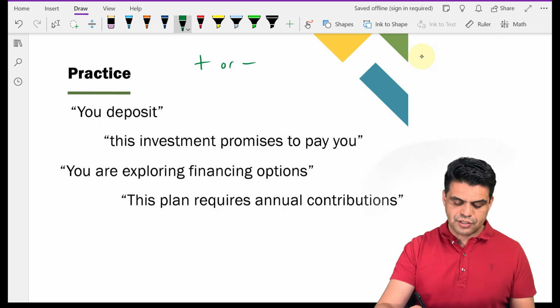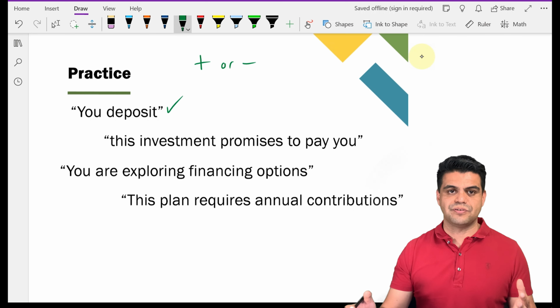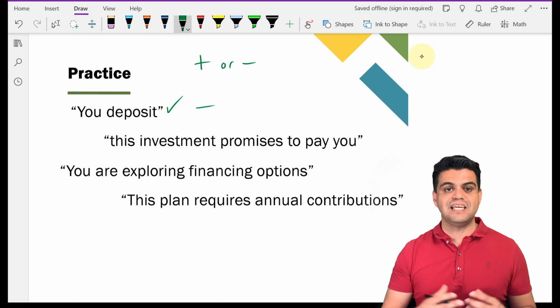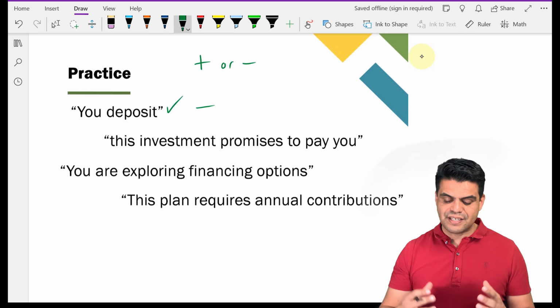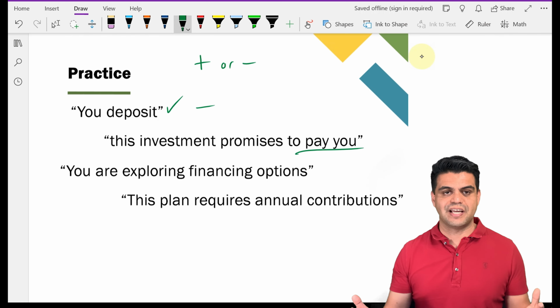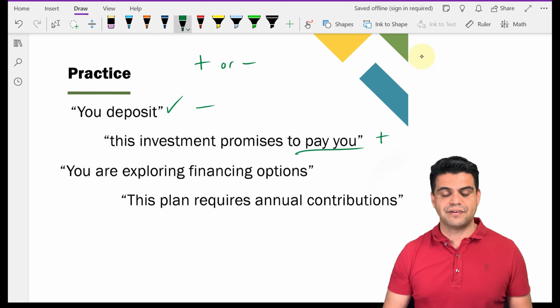So let's go through this. You deposit, okay, are you going to put that in as a positive or a negative in your financial calculator? You're going to put that in as a negative. That's money that's leaving you to be deposited. Next one. This investment promises to pay you. Keyword, promises to pay you. Is it going to be a positive or negative to you? It's going to be a positive on the financial calculator.